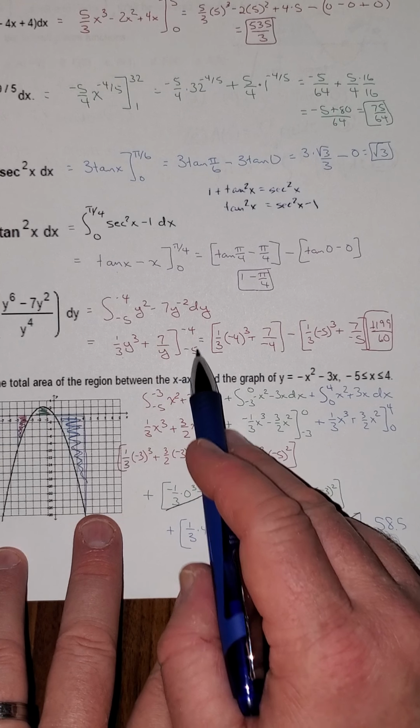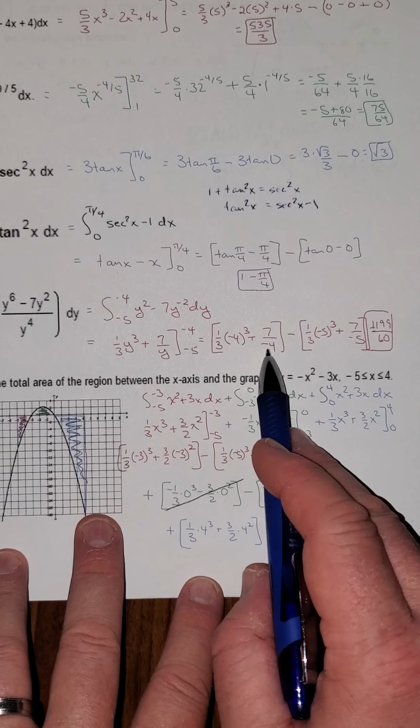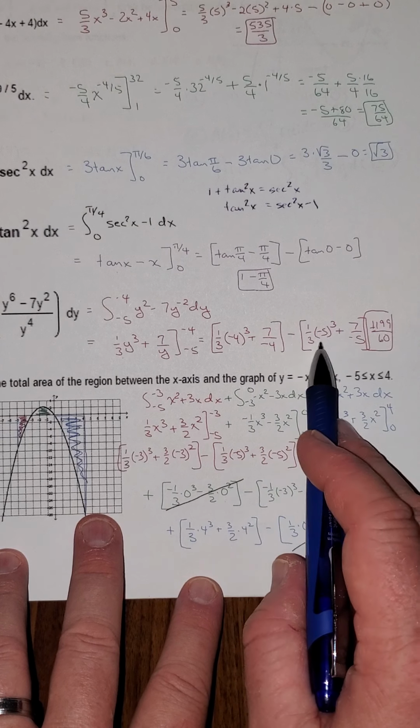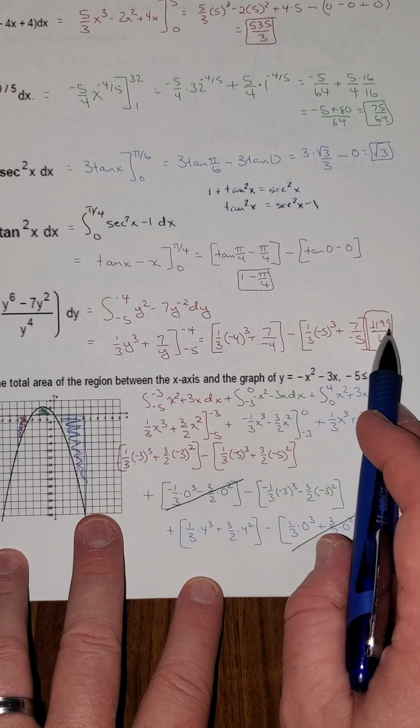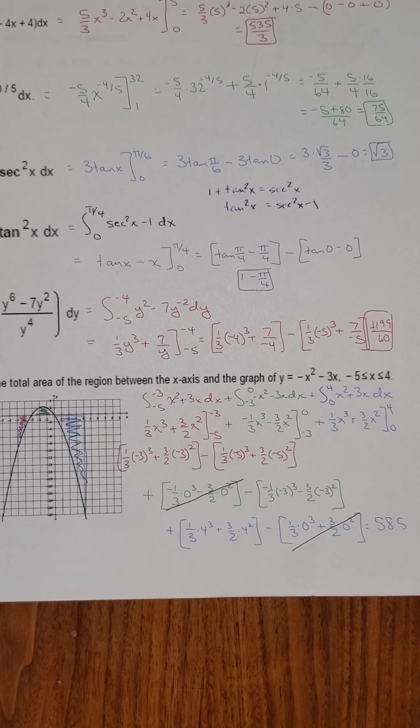Which number do I plug in first? I plug in the negative 4 first, minus, I plug in the negative 5. I do believe that says 1199 over 60. Double check that with your calculators. Be careful with your parentheses. Okay? Comes out to be 1199 over 60.